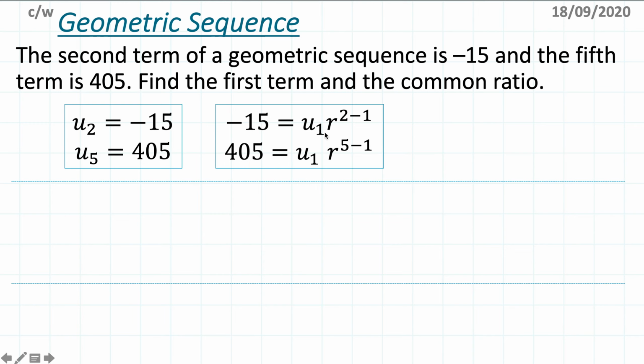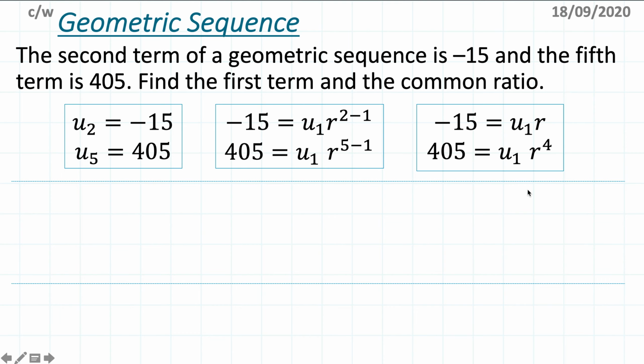So the formula is going to be u1 r^(n-1). My n is 2 because this is the second term. And in here my n is 5 because this is the fifth term. So I'm going to simplify it to get this. Now, this looks like simultaneous equations, but you do not solve it like simultaneous equations. Because your unknowns are multiplied, what we're going to do is divide them. So you're not going to solve them like the usual simultaneous equations. You're going to divide the fractions with each other instead of adding or subtracting them from one another like you usually do. So it's the same process, but it's division instead.